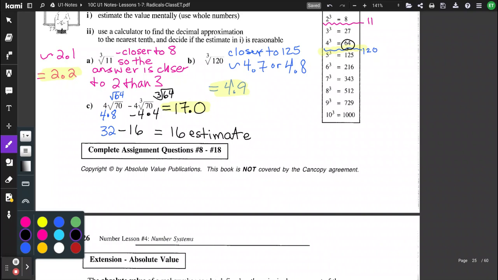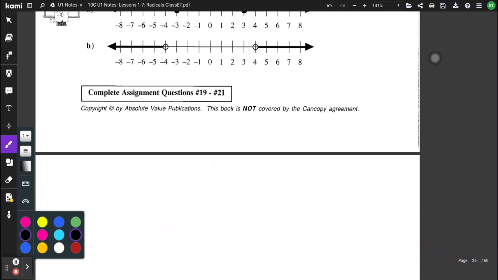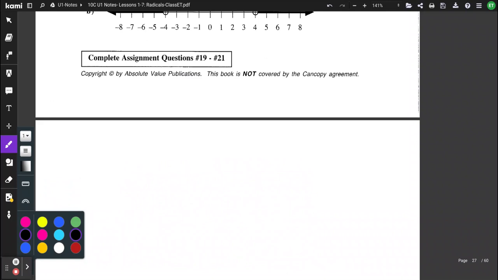That is the end of lesson 4. The next page is extension, that's all Math 20-1. So you don't need the absolute value on the next page. That means we do not do this. It says extension. So we don't need that page, which means you're going to omit those questions. You're not going to do 19 to 21. Omit means don't do them, because they are not part of our curriculum. They're just extension to Math 20-1. All right, that's the end of our lesson.